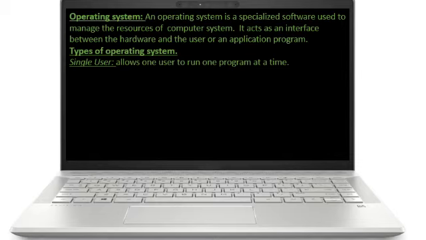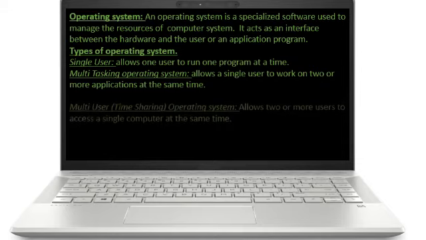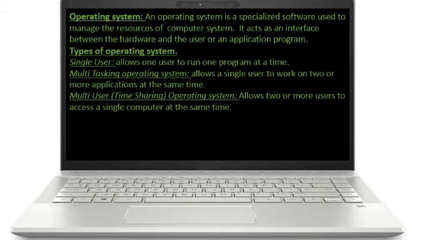Types of operating system. Number 1, single user operating system. It allows one user to run one program at a time. Multitasking operating system allows a single user to work on two or more applications at the same time.